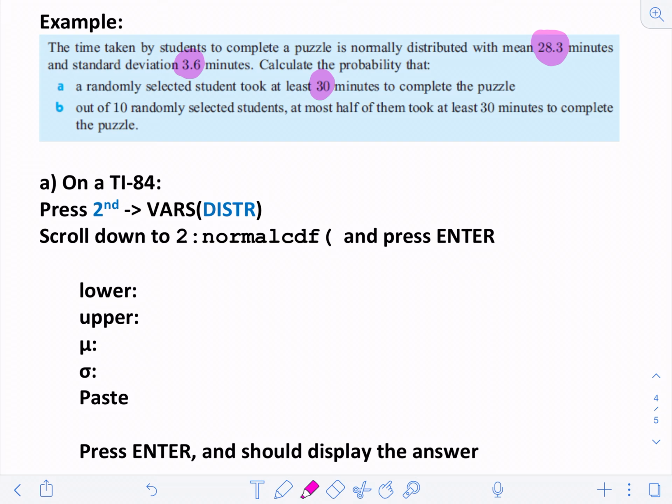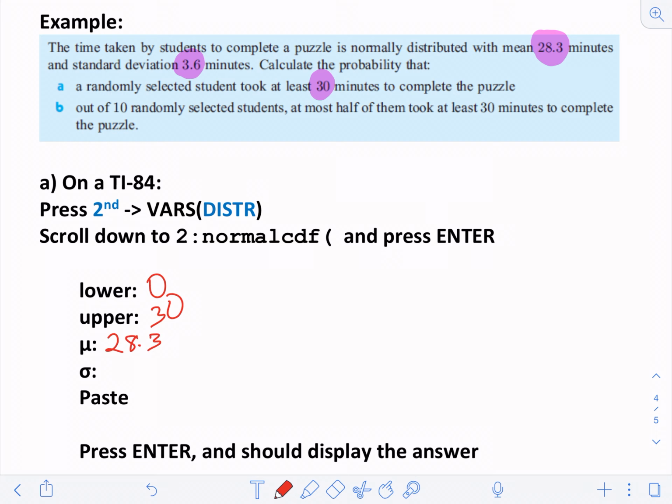Well, that's the normal CDF. So let's look back at second vars, and we go to number 2, and at least 30 minutes, right? So is that going to be greater than or less than? Well, it's going to be greater than 30, right? So that means I'm going to have to subtract it from 1 once I get the answer. So my lower is going to be 0. Whoops. Let's try that again. My lower is 0 and my upper is 30, right? And then my mean is 28.3.